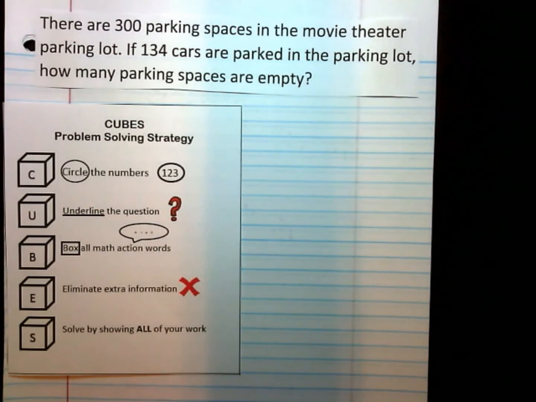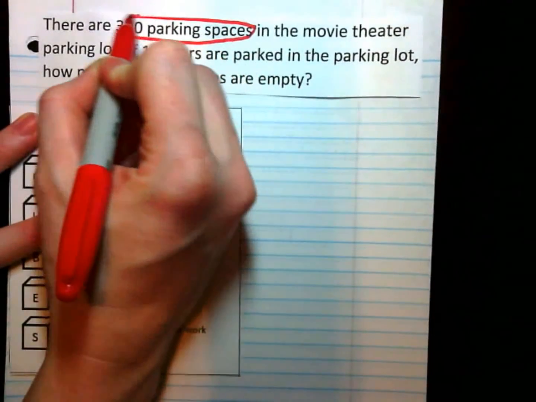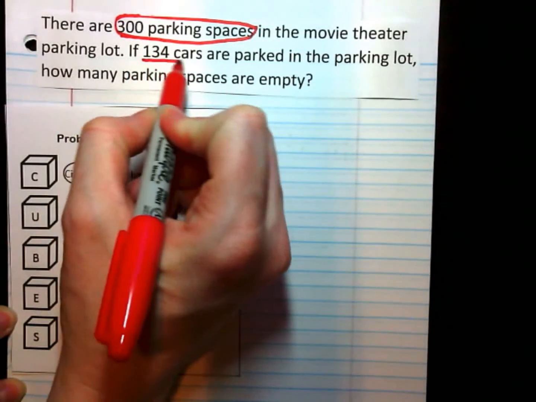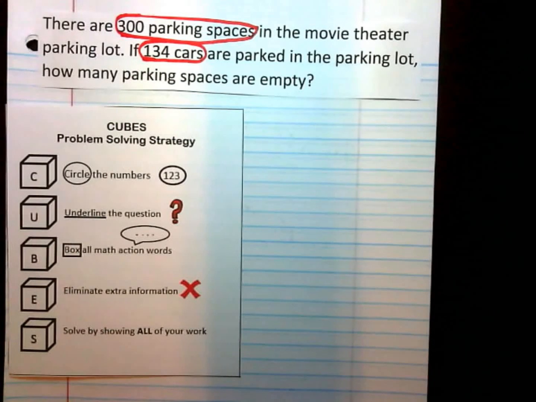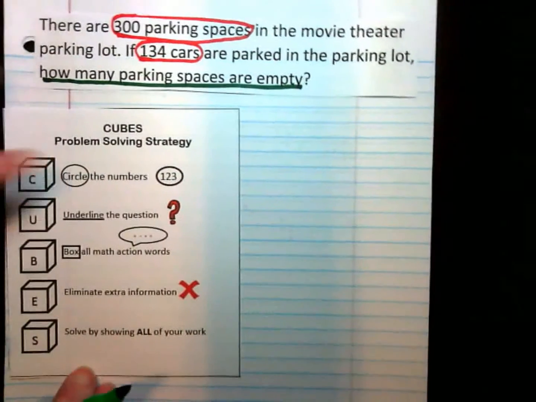And so what I'm going to do is first read my problem again. There are 300 parking spaces in the movie theater parking lot. If 134 cars are parked in the parking lot, how many parking spaces are empty? Well, my C says to circle my numbers. So I'm going to start by circling my numbers. Well, I say that I have 300 parking spaces. So I circle that number. And I have 134 cars. Those are all my numbers. Next, I'm going to move to underlining the question. And my question says, how many parking spaces are empty? So I underline that so I know what I'm looking for.